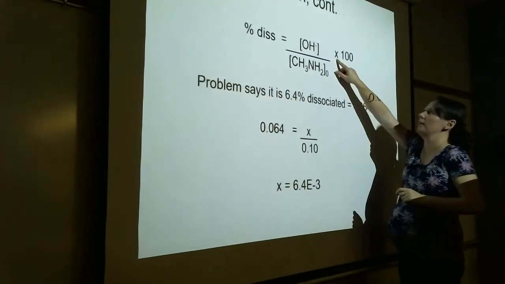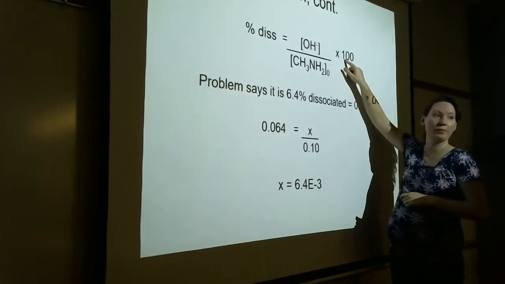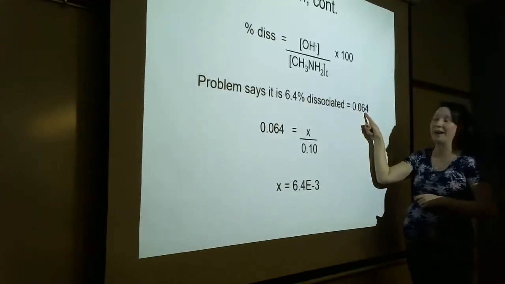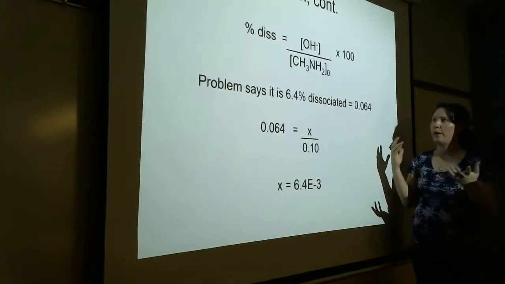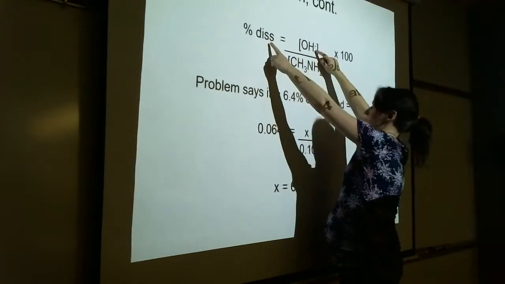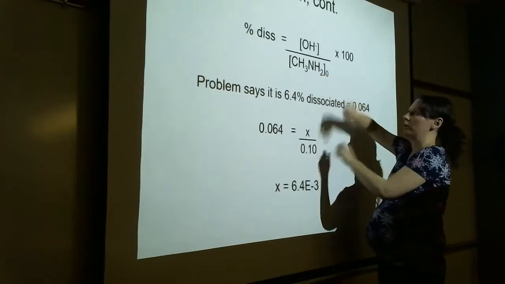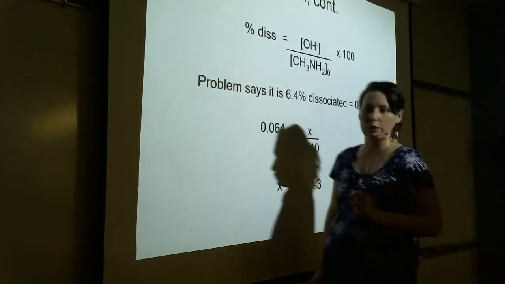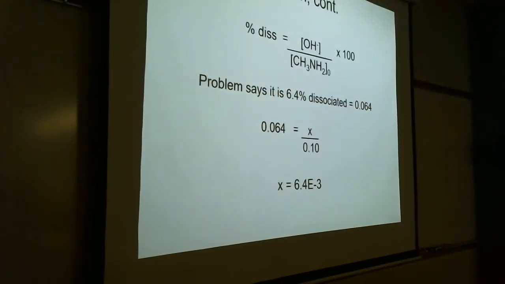So the problem told me it was 6.4% dissociated, right? Because this is times 100, don't forget that. How do you undo the times 100? You take your 6.4 and what? Divide by 100, right? Convert that percent to a decimal. So now all I do is just plug in, right? This goes here. This is what I'm solving for, and this was from the problem. Problem told me it was 0.1 molar. So when I do my arithmetic, I got 6.4 times 10 to the negative third as my value of x. Did you? We agree on x?